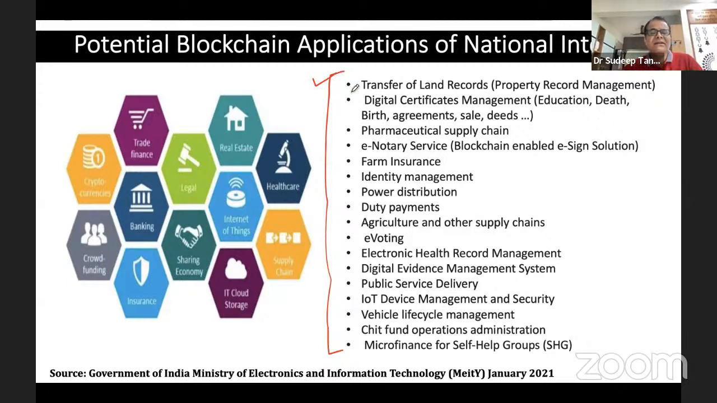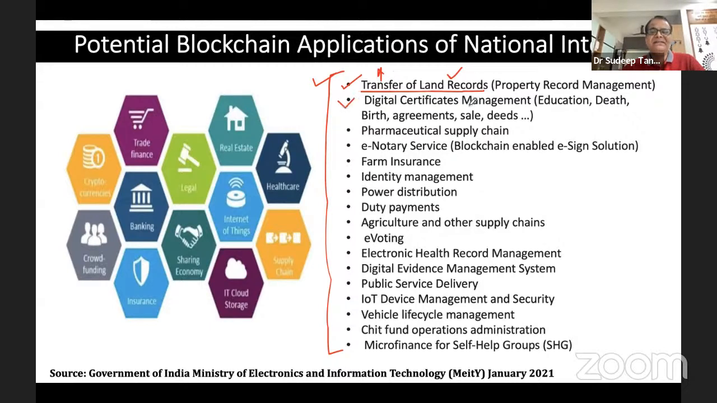I will throw some highlight on some of the use cases. The first one is the transfer of land records. You know that in a country like India, a lot of forgery happens in the transfer of land records. It's very tough sometimes to prove the ownership of the property. So the government wants to build a decentralized land record transfer management system, and Telangana is leading in this particular use case.